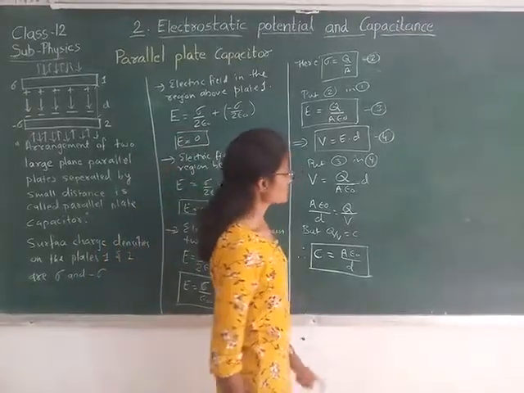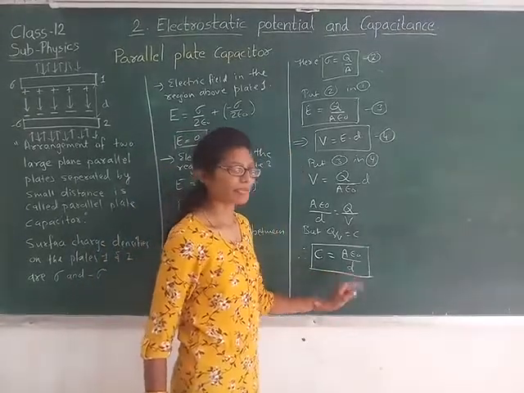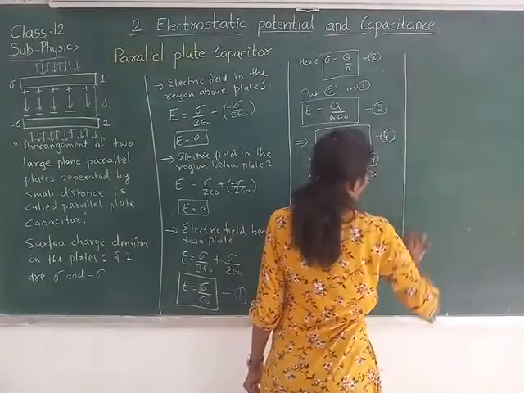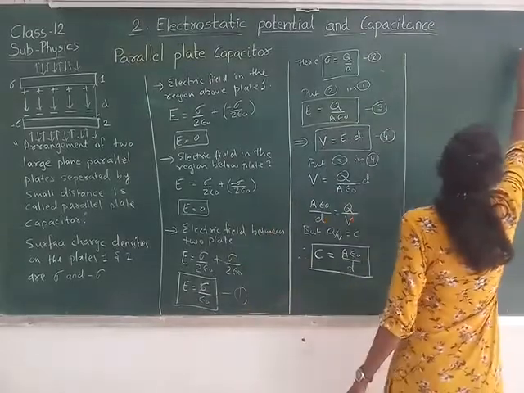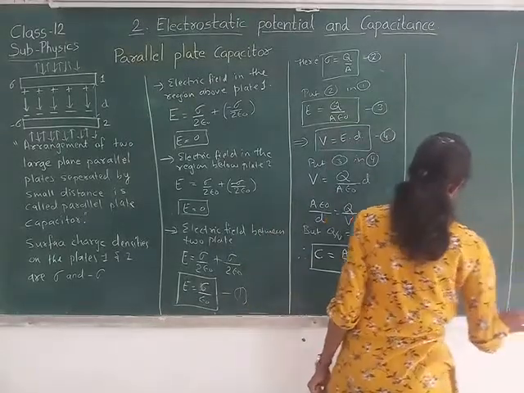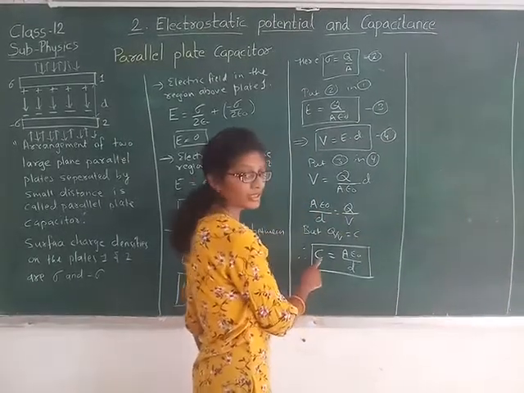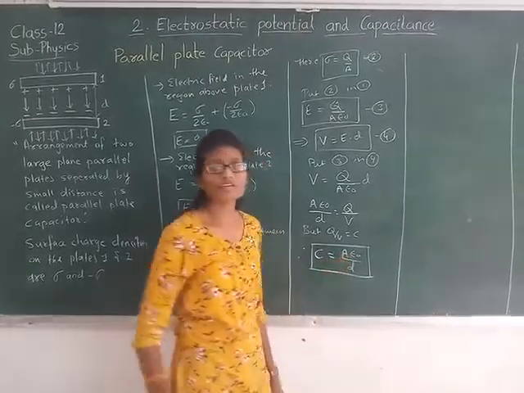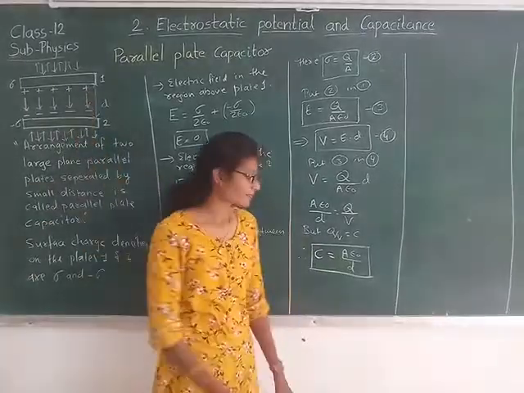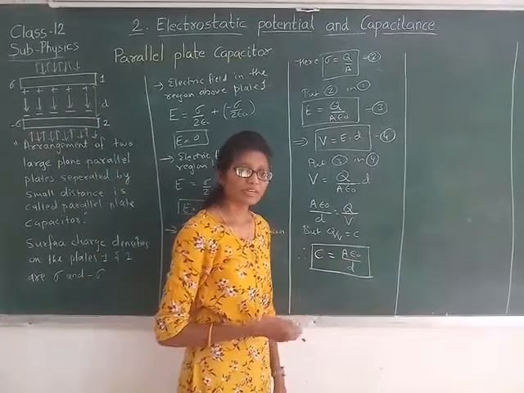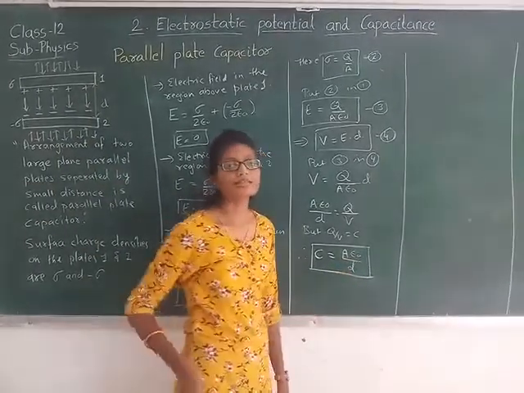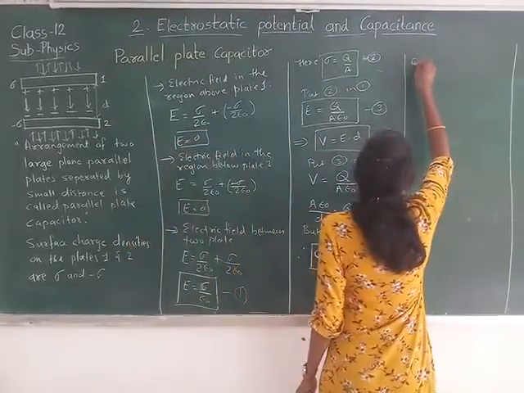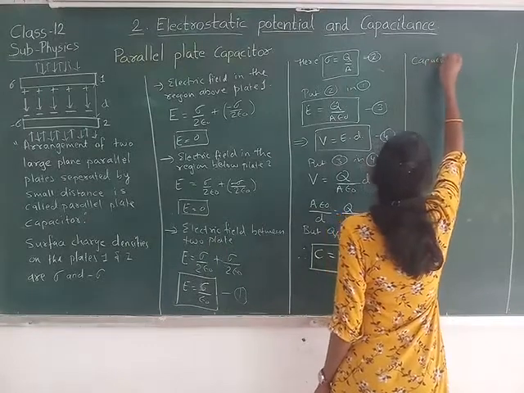Now let us see on which factors this capacitance depends. Here you can see C is directly proportional to A. Here A is the area of the plate. Epsilon 0 is the permittivity of free space, and D is nothing but the distance between the two plates. So capacitance depends on these three factors.